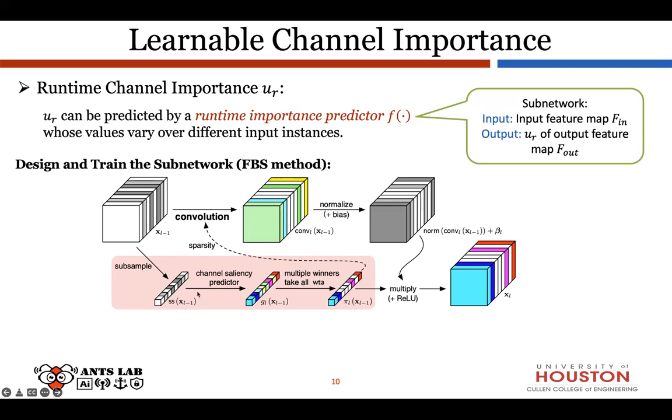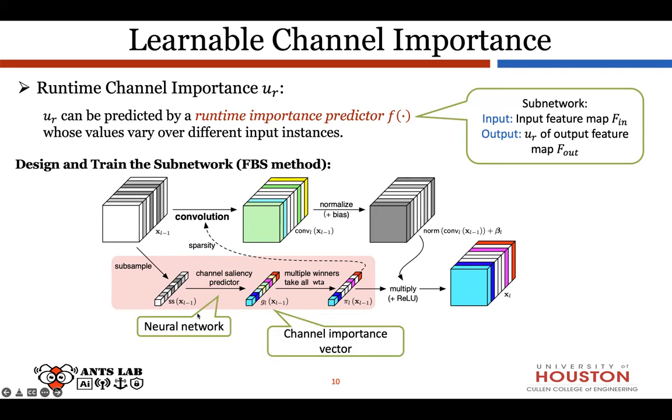So the input of this subnetwork is the input feature map, and we feed this input feature map to a neural network. This neural network is our runtime importance predictor approximator. And finally, we will get the results. The output is the channel importance vector, and we can use this channel importance vector to multiply the output feature maps and obtain the final results.